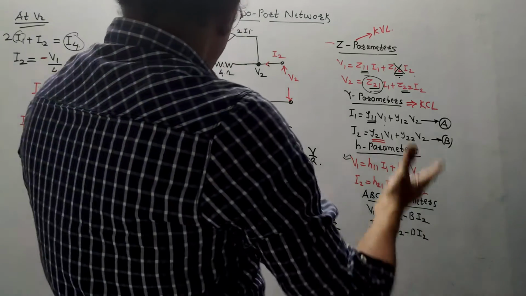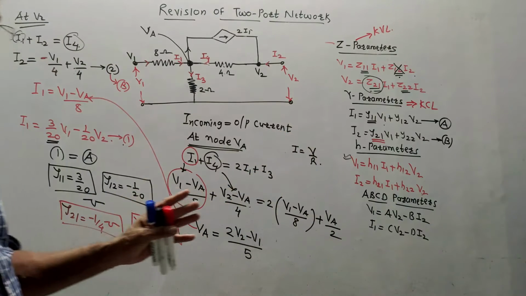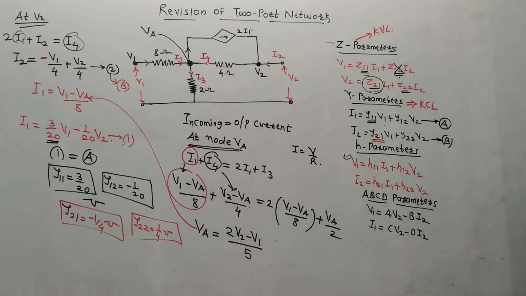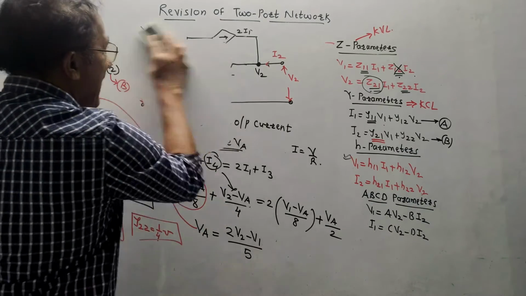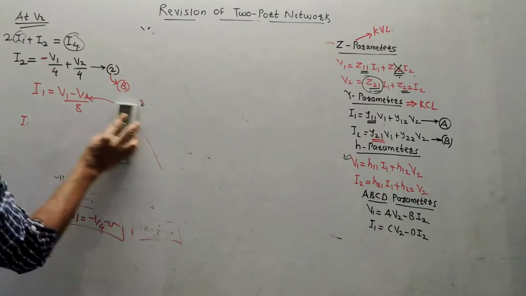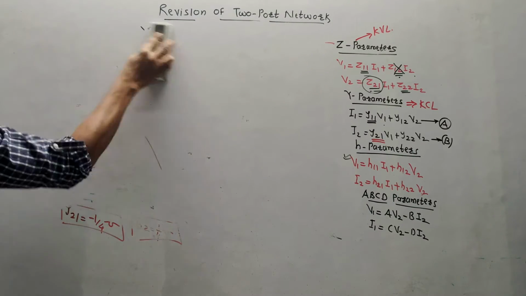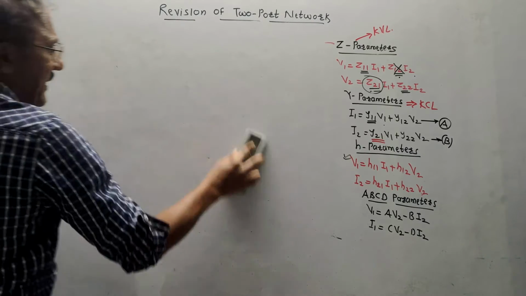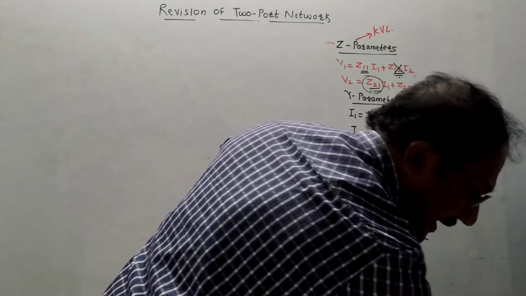So what I said, if you are solving numericals for Z parameters, apply KVL, and if it is a T network, we have a ready-made formula. If you are solving numericals for Y parameters, apply KCL. Now, just like the Z parameter, there is again one shortcut technique.